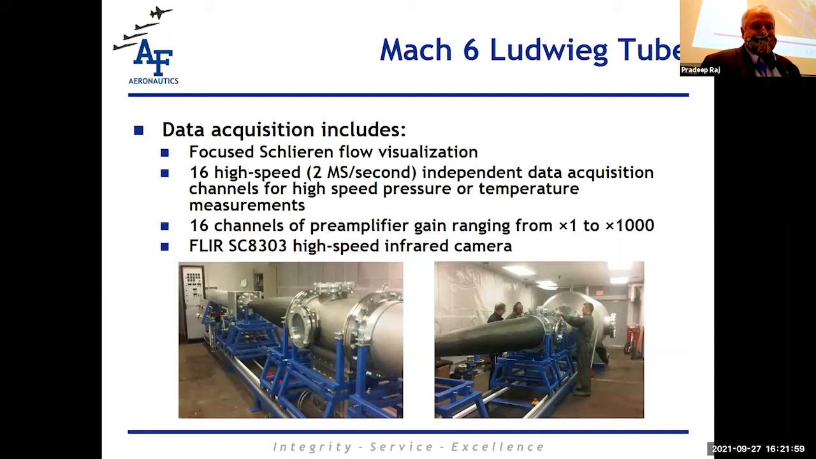It is a tunnel that was provided through the DURIP program from the DoD, and the Mach number is obvious, it's Mach 6, but Reynolds numbers, unit Reynolds numbers between about 5 and 30 per million per meter, and a variety of data acquisition systems for the tunnel.